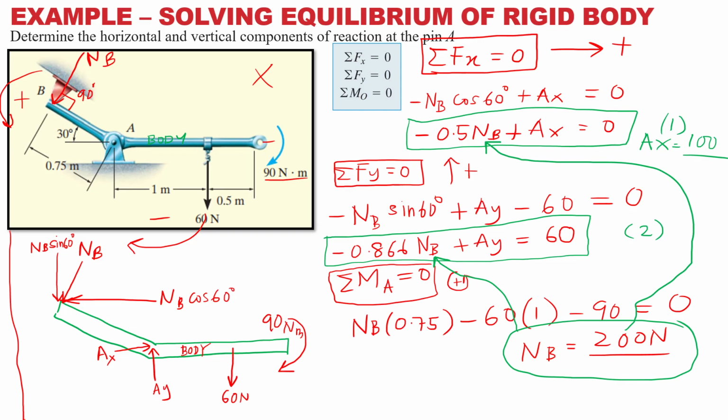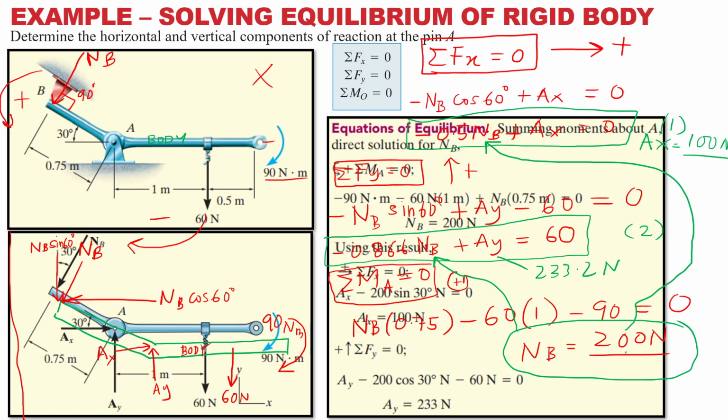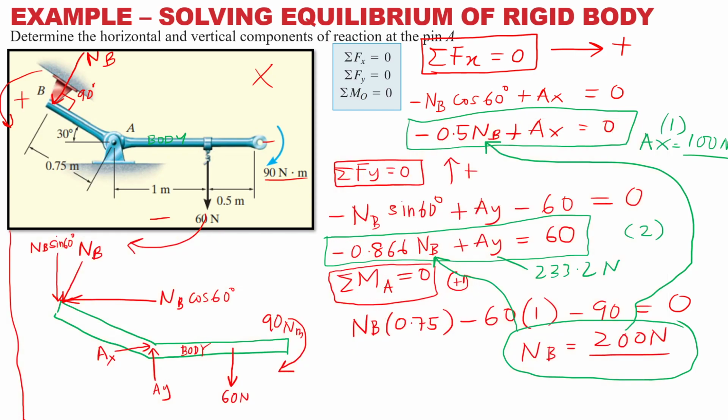Cuba try. 100. Ini kalau plug in dapat 0.866 kali 200 campur 60, 233.2. AY dapat 233.2 Newton. Put on the units. Betul ke tak? 233, 100 dan 200. So you can look back at the proper procedure. Can also.